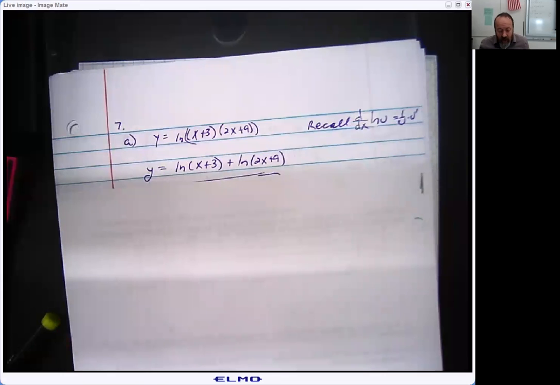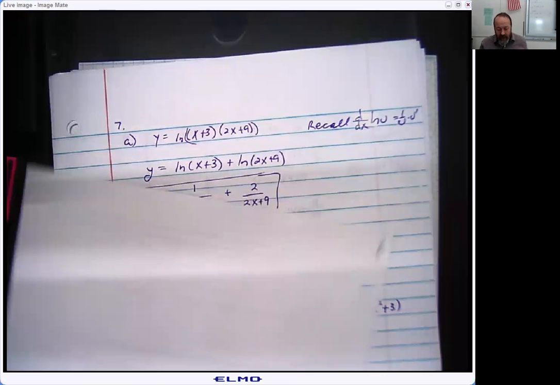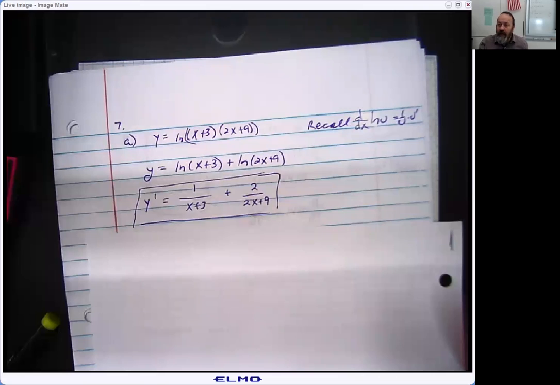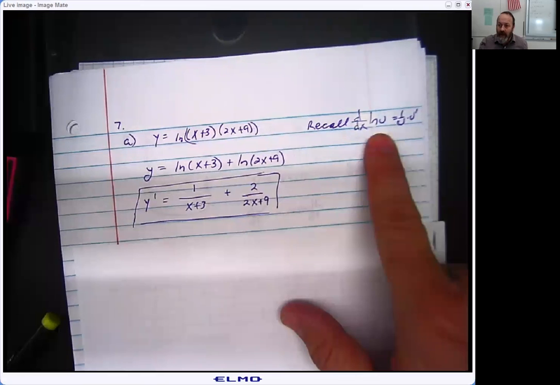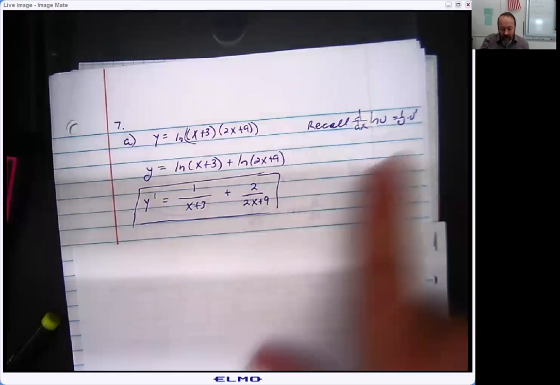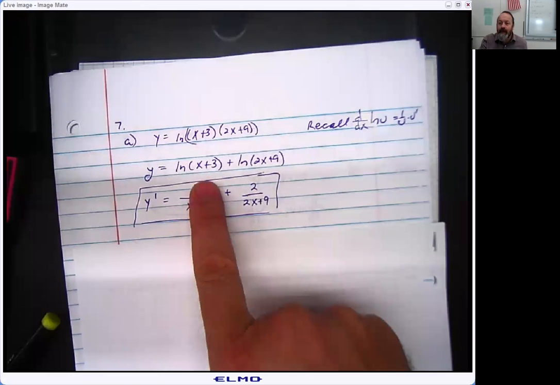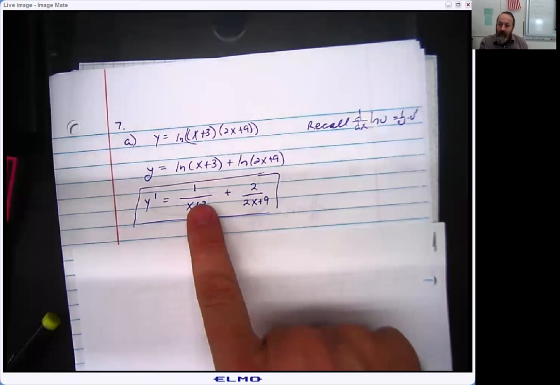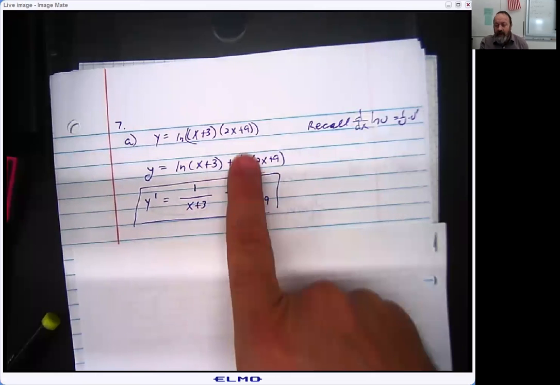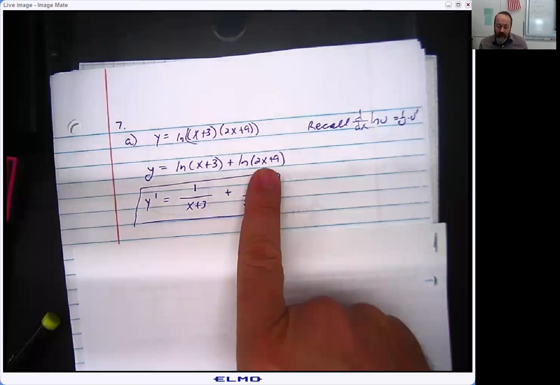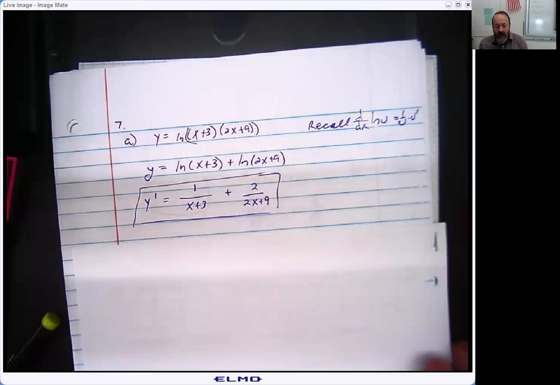So the derivative of y, of course, is y prime, or dy dx, and the derivative of any natural log is 1 over u times u prime. So the derivative of this is 1 over what's inside times the derivative of what's inside, which in this case is 1. Over here, 1 over what's inside times the derivative of what's inside, which is, of course, 2.